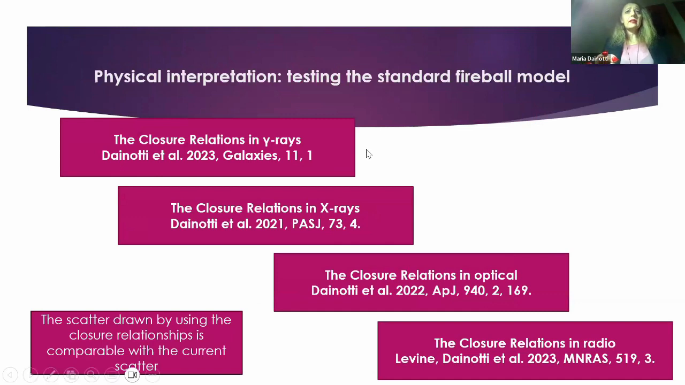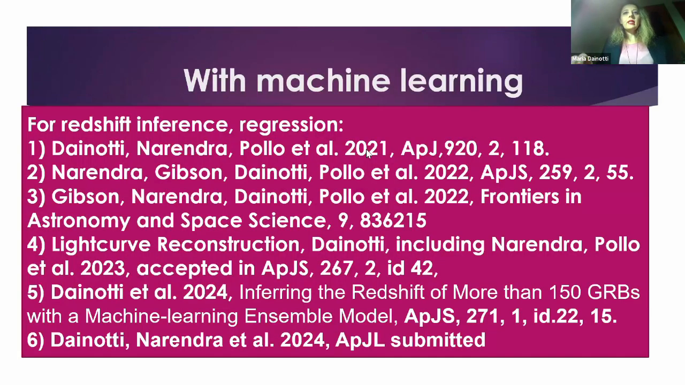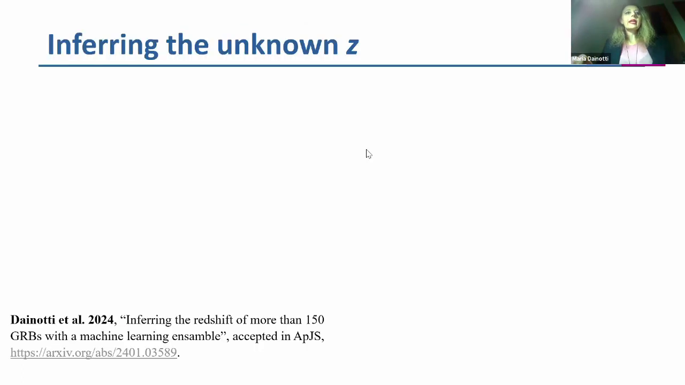And another option, as I said, we could test other models. So the closure relationship model is giving results of the scatter of the samples, which are comparable to the one that we have. So we are planning to use probably the magnetar model to infer a smaller scatter in the future. And again, how we can increase this sample, as I said, we could have the redshift inference through a series of papers that have been published, and some of them are also in submission.